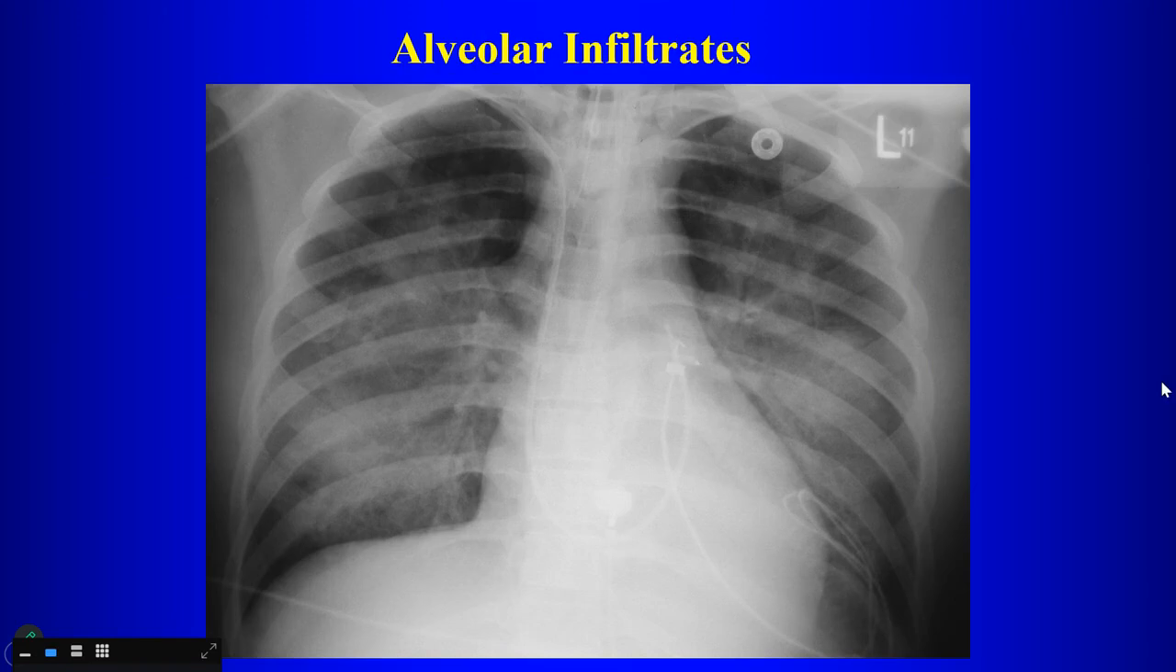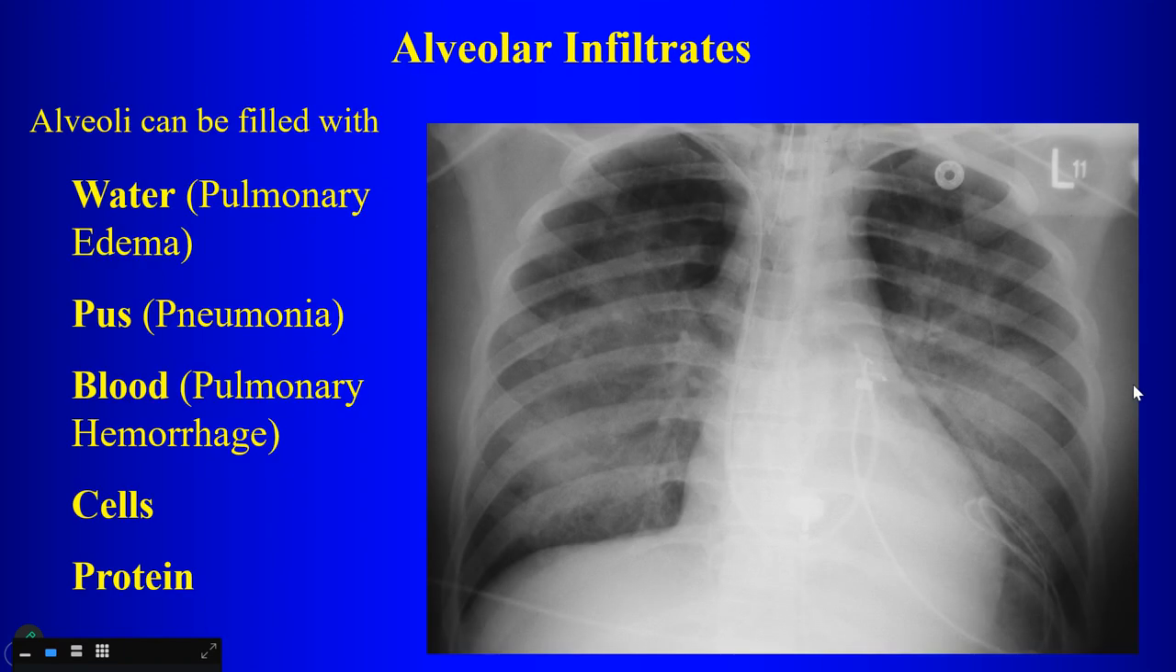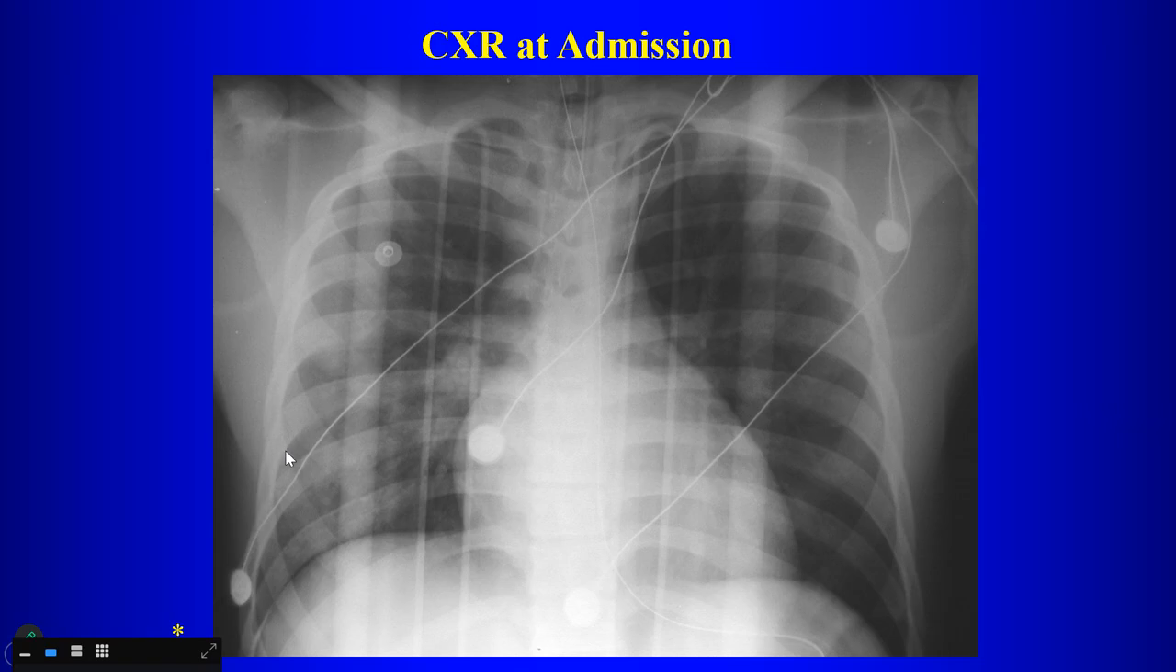So we said that when we're dealing with the category of consolidations, there are 5 substances that can fill the air spaces. There's water, pulmonary edema; pus, pneumonia; blood, pulmonary hemorrhage; cells, like you might see with neoplasms such as mucin-producing adenocarcinoma; and protein, pulmonary alveolar proteinosis. So today we'll spend most of our discussion on pulmonary edema.